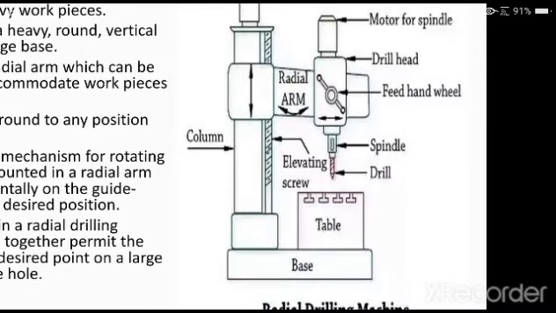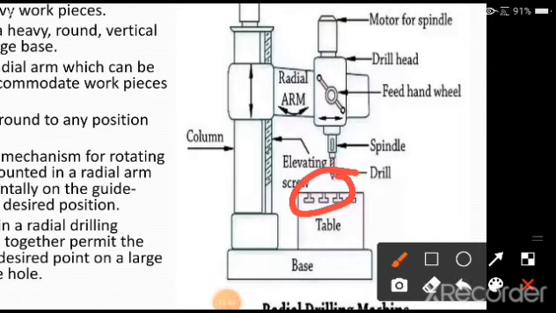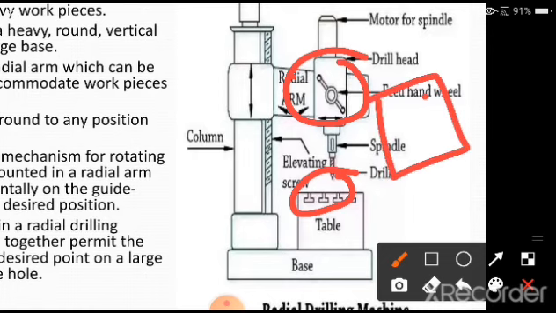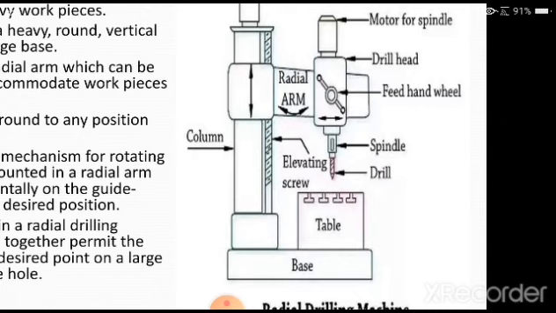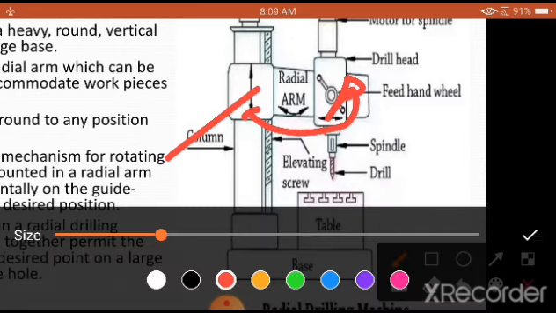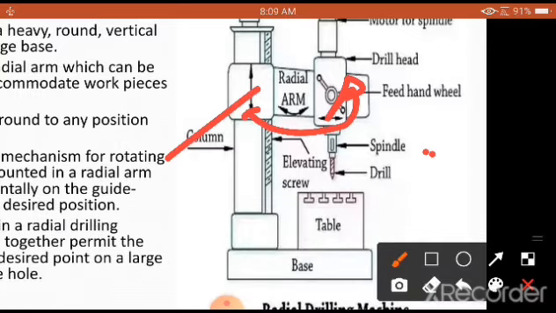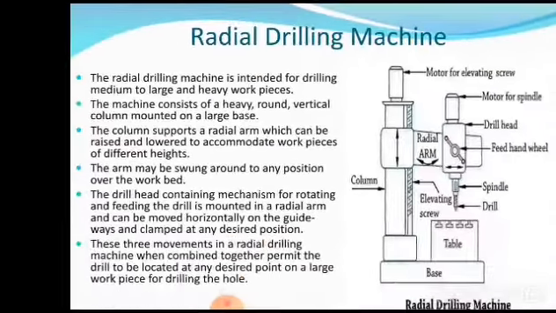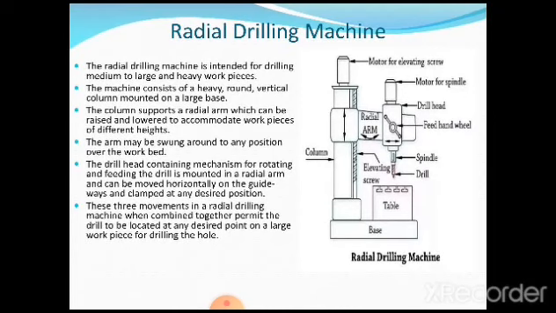Suppose the workpiece is mounted directly on the work table, and it is possible to adjust this part, that is the drill head. When it is possible to adjust the drill head with respect to the radial arm, then the hole drilling can be carried out at different locations on a given workpiece, because it is even possible for this radial arm to be rotated with respect to the column. That is very important. So this is about how the working operation is carried out.